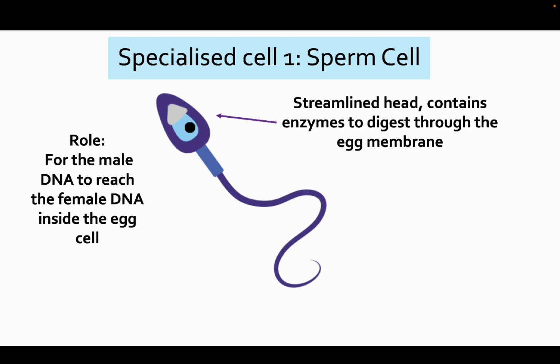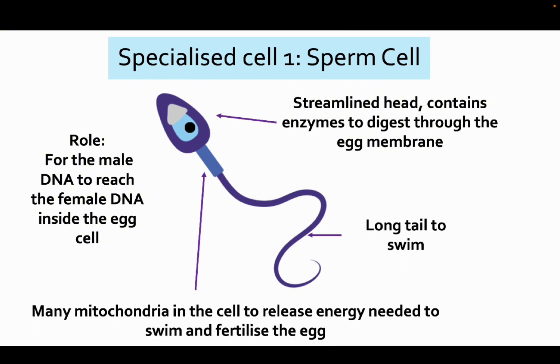First, it has a streamlined head and that contains enzymes to digest through the egg membrane. It has a long tail to swim, and it also has many mitochondria in its cell to release the energy needed to swim and fertilize the egg.